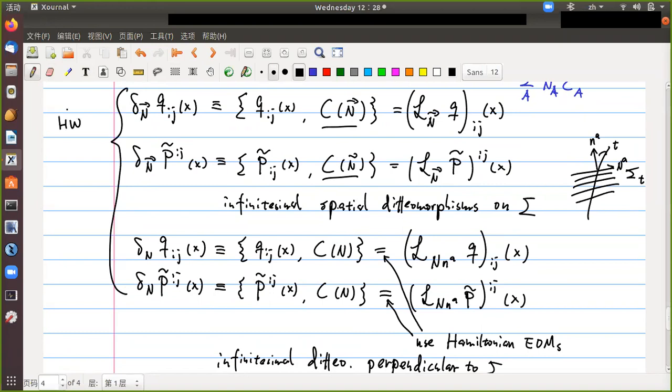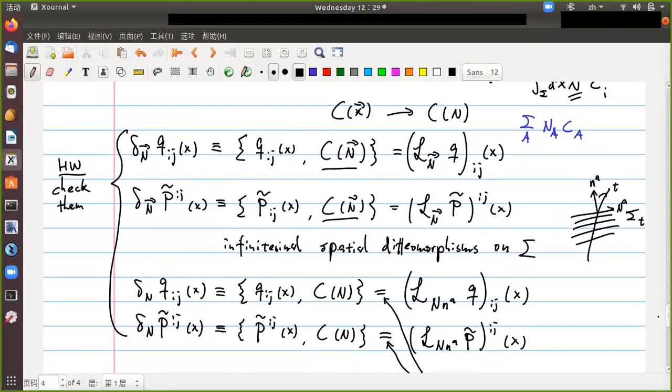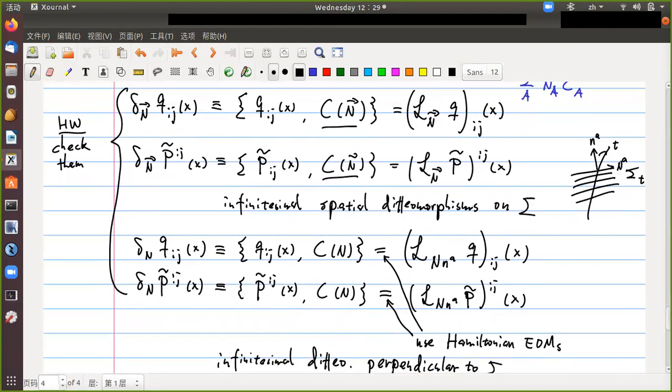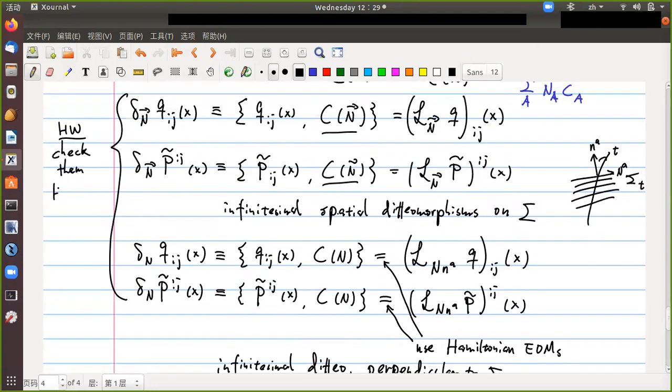Your homework is just to check them. Firstly, as you can see, the diffeomorphism constraint is simple. It looks very simple, so this Poisson bracket can be easily computed, and the result is what you get on the right. But the Hamiltonian constraint is complicated. You can imagine this Poisson bracket is very complicated if you really compute it. But there's a hint: you don't really need to compute them.